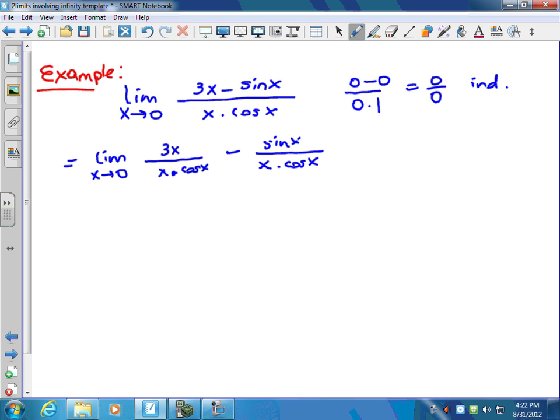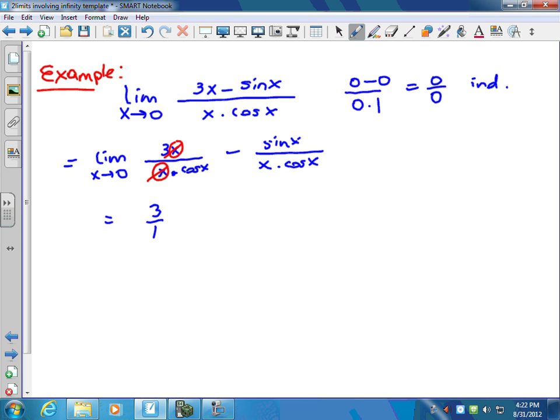So let's look at each one separately. Here I can cancel the x's. I have 3 over cosine x, and as x goes to 0, cosine 0 is 1, right? So there you have 3 over 1, or 3.